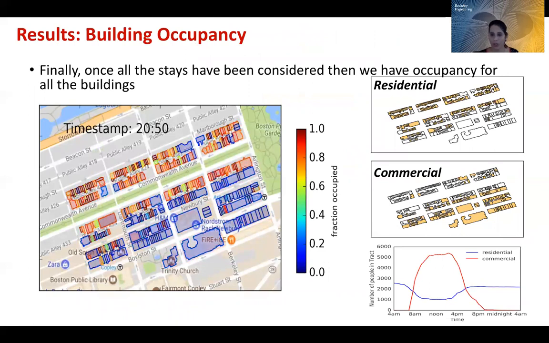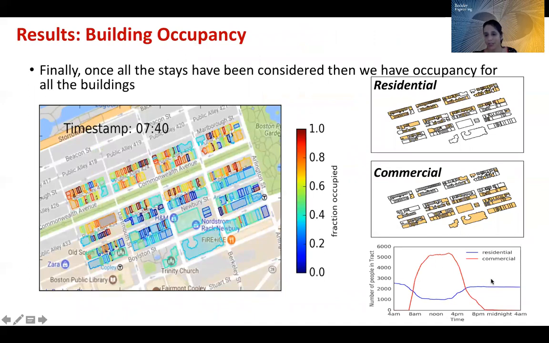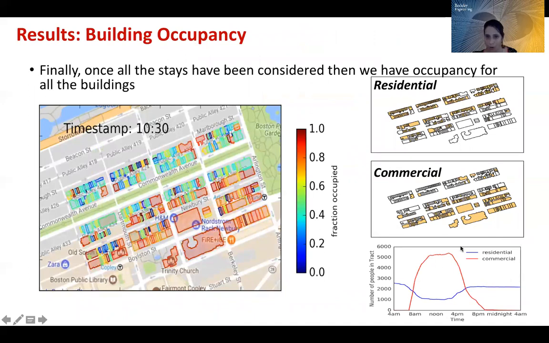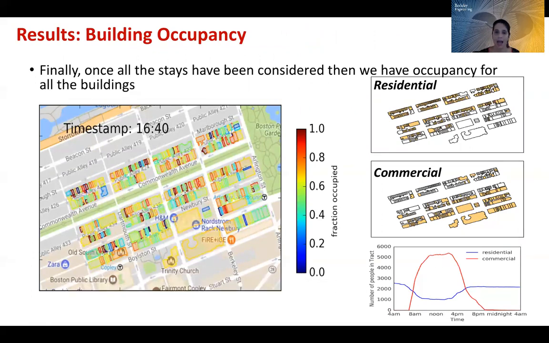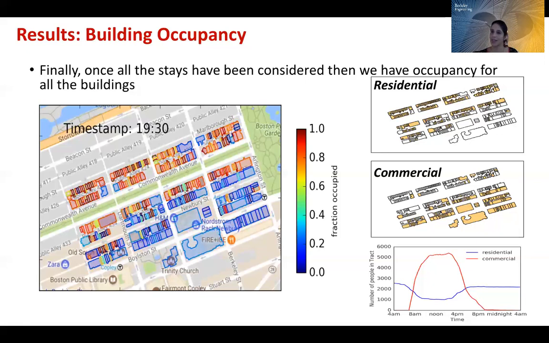And then what we show here is that the total occupancy from phone data of the commercial buildings follows this red curve, and the residential buildings follow this curve. And we have the 20-something stays distributed in this nice circadian pattern. And I'm showing you this block of buildings, and we do that with all the phone data, with all the buildings in the Boston area.